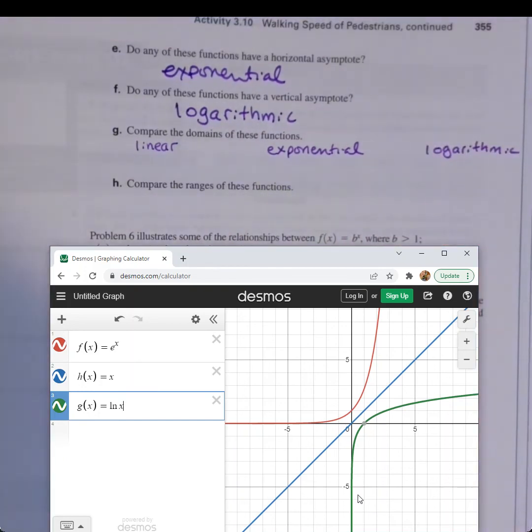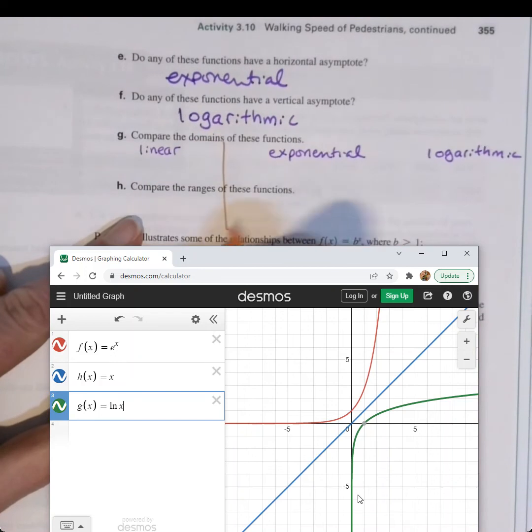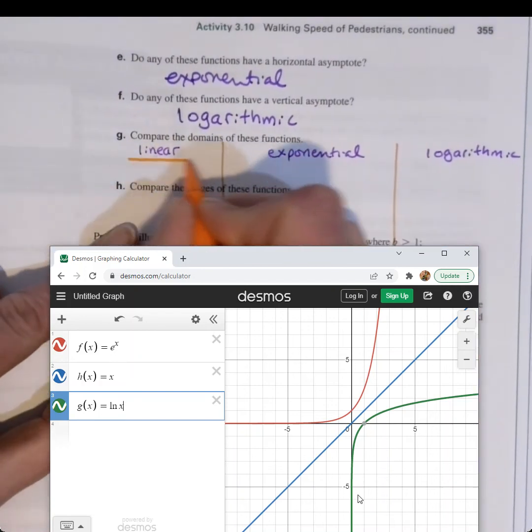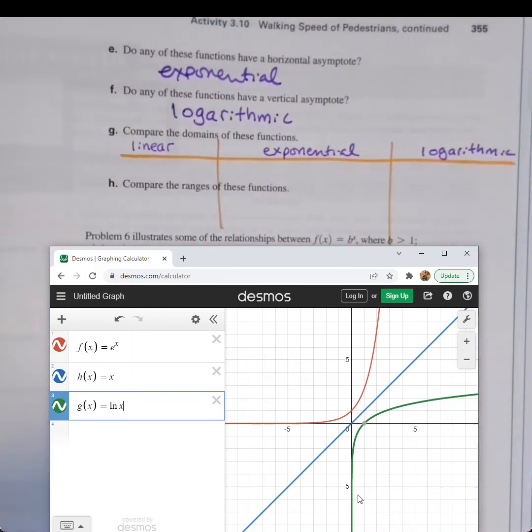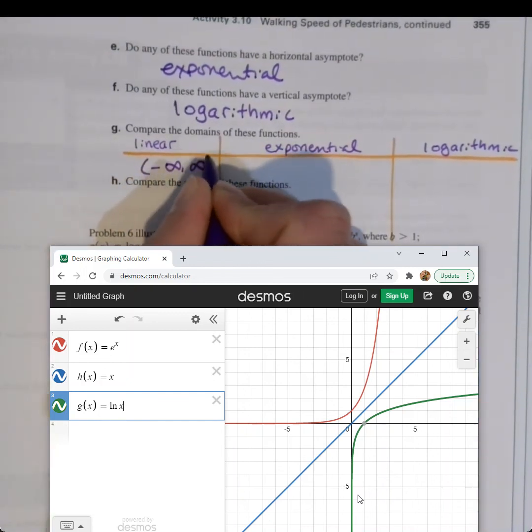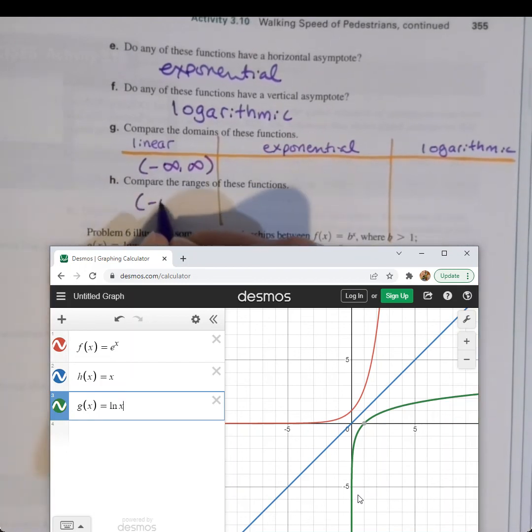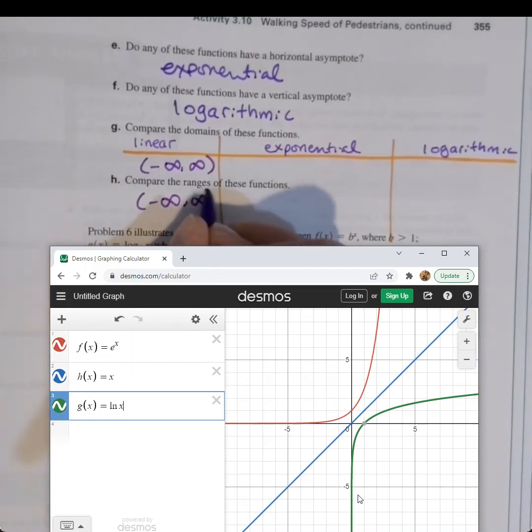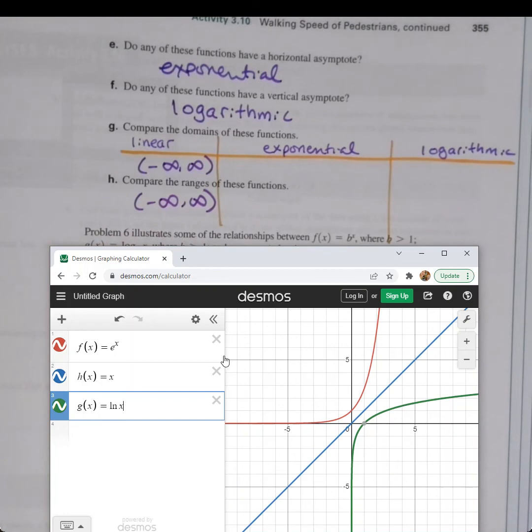And I'm just going to header them up here, and we'll talk about their domains and their ranges for those titles. Okay, so for the linear function, its domain, you can plug anything into it. So negative infinity to infinity. And then its range is the same thing. You've got the linear function spanning into the positives and negatives both on x and on y.